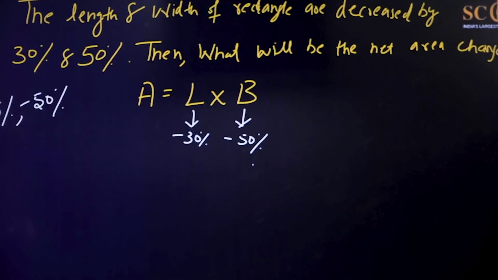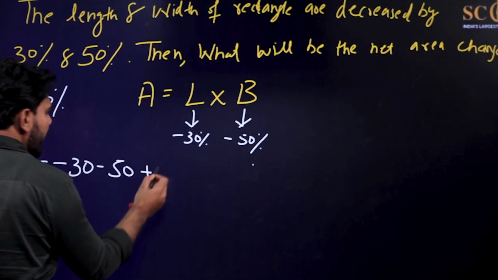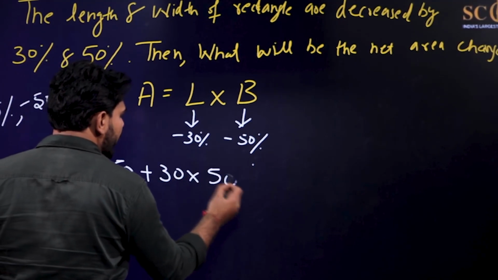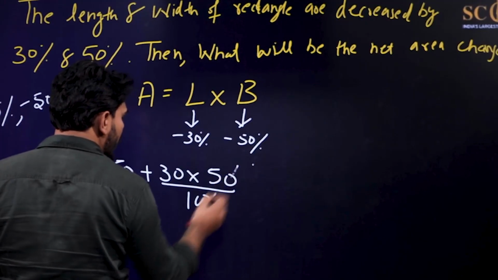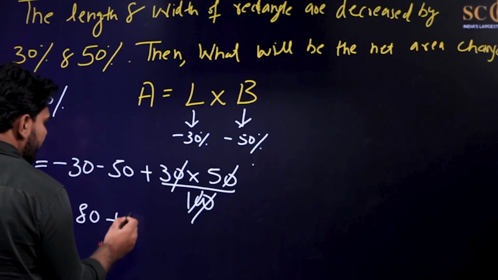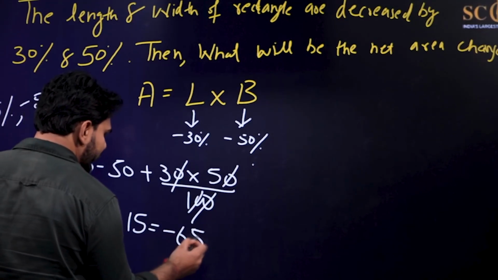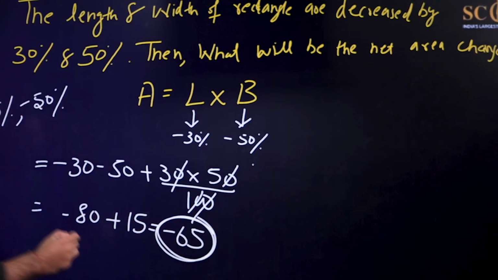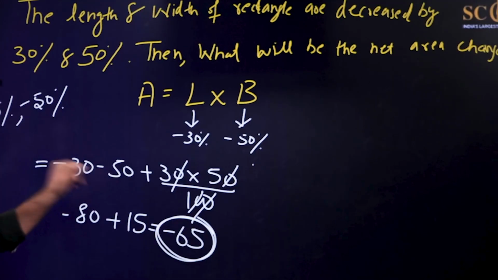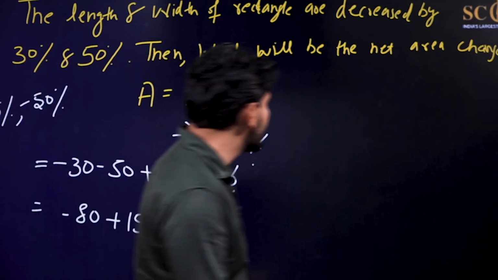So net area change will be equal to minus x minus y plus xy by 100. Minus 30 minus 50 is minus 80. Minus 80 plus 15 will be how much? It will be minus 65, I think. Minus 65, isn't it? If I'm not wrong. Minus 30 minus 50 is minus 80, plus 15 you will get minus 65. Yes, it is correct. So 65%.